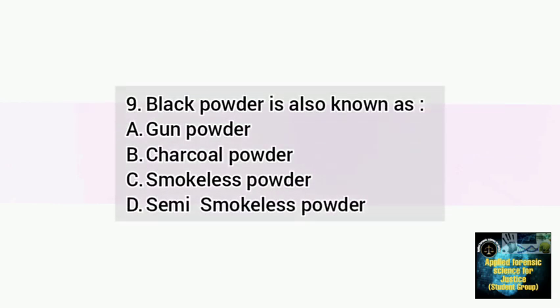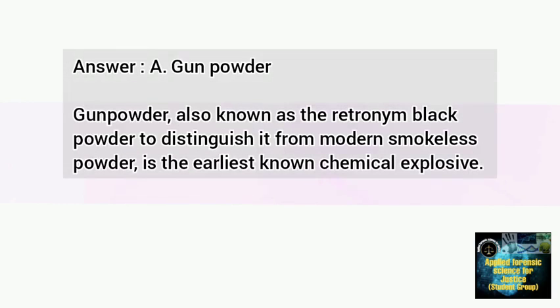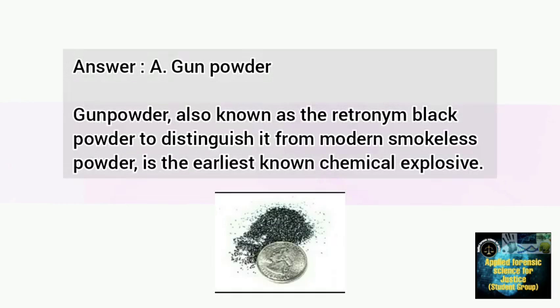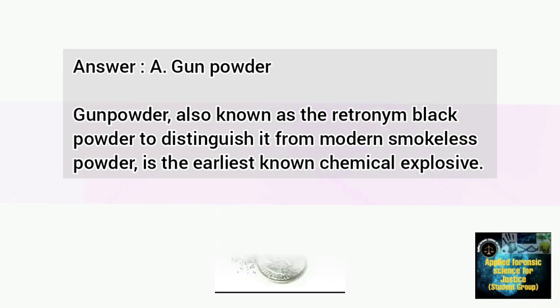Question number 9. Black powder is also known as: option A, gunpowder; option B, charcoal powder; option C, smokeless powder; and option D, semi-smokeless powder. The correct answer is option A, gunpowder. Gunpowder, also known as black powder to distinguish it from modern smokeless powder, is the earliest known chemical explosive.